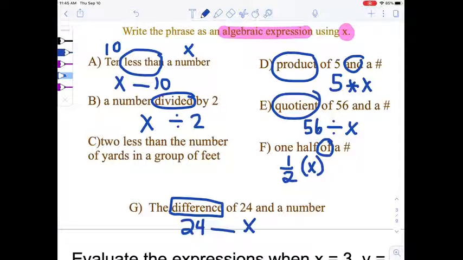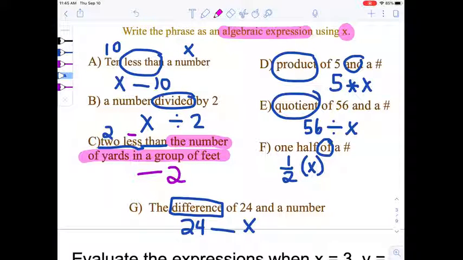Okay, jumping back up to letter C. I skipped this to come back to it because it is a little bit more complicated, but we got this. Letter C says 2 less than the number of yards in a group of feet. So first of all, we have 2 less than. So we know there's going to be a 2 in it, and we know that there's going to be subtraction. Since it's less than, we have to flip them. So we know the 2 is going to come last. Then we have to figure out what this means. The number of yards in a group of feet.